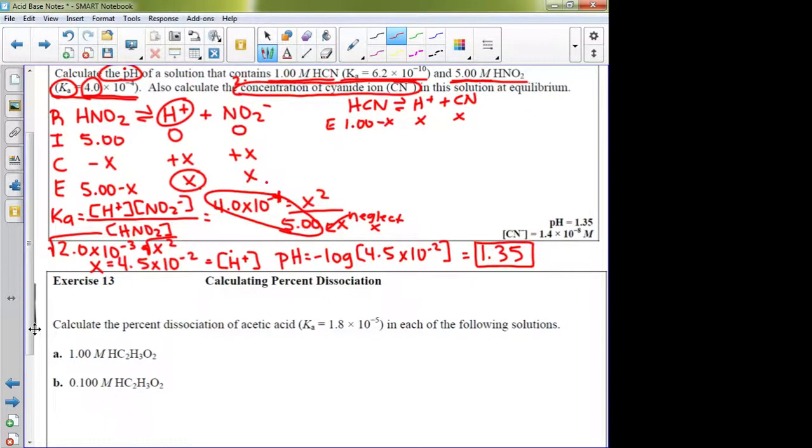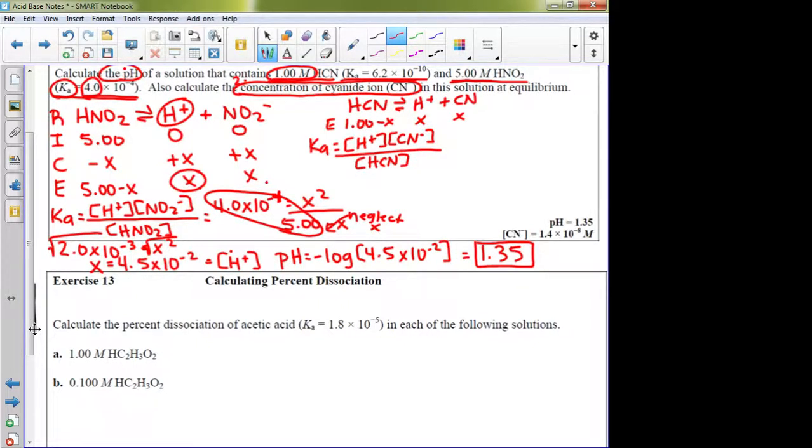Because my initial concentration of my HCN was 1.0 molar. So I know at equilibrium I'm going to subtract x. This initially was 0 and 0, so I'm at x and x. I just skipped a few steps to try to save us a little trouble. So if I write the Ka expression for this, well, Ka is equal to the concentration of my hydrogen times the concentration of my cyanide divided by HCN, right?